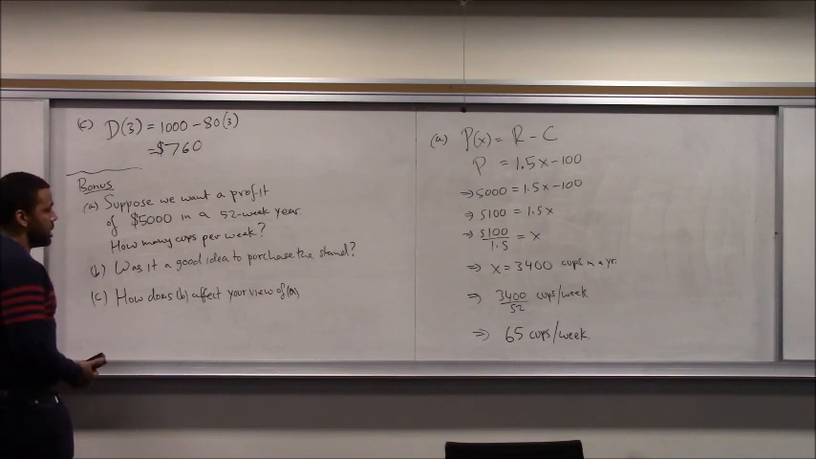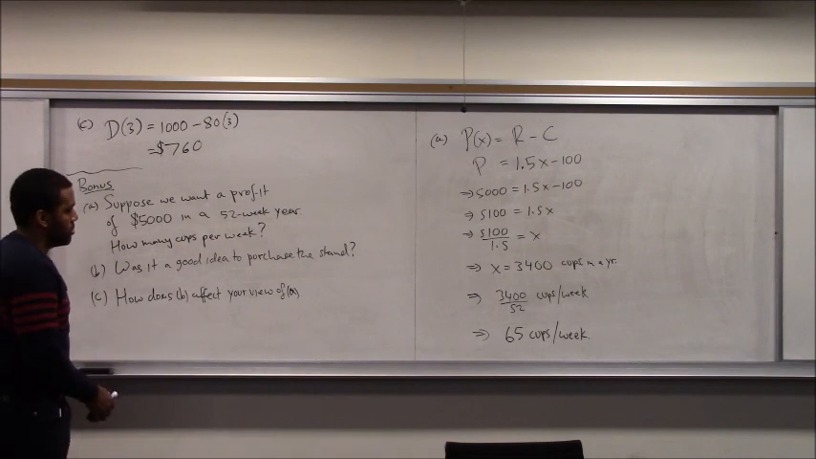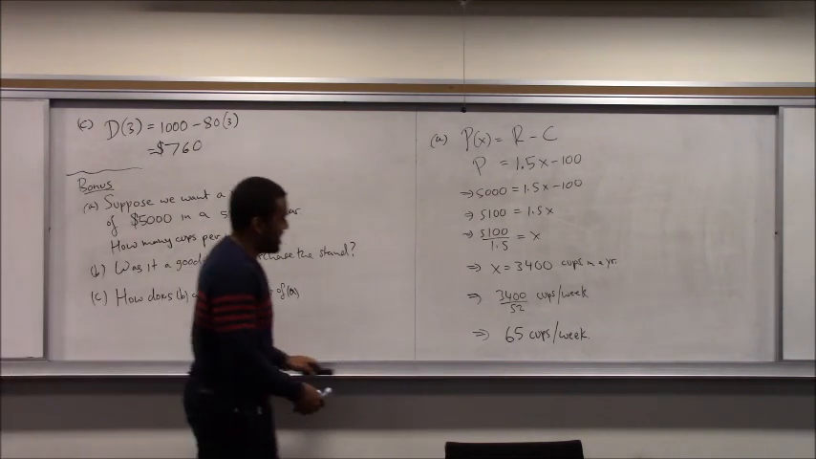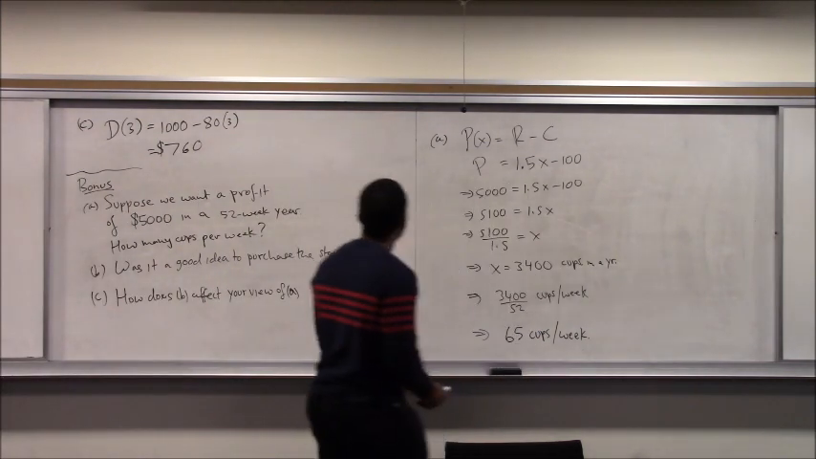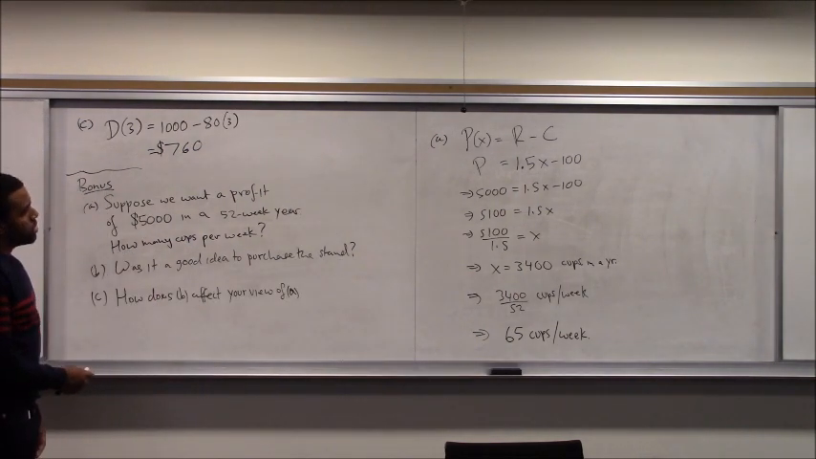Would you say it was a good idea? I don't think so. It's less than 10 cups a day. Huh? It's less than 10 cups a day you have to sell. Work 7 days a week, so not that much. He's an optimist. Yeah, it's not that bad. But this is 5,000 equals 1.5x minus 100.